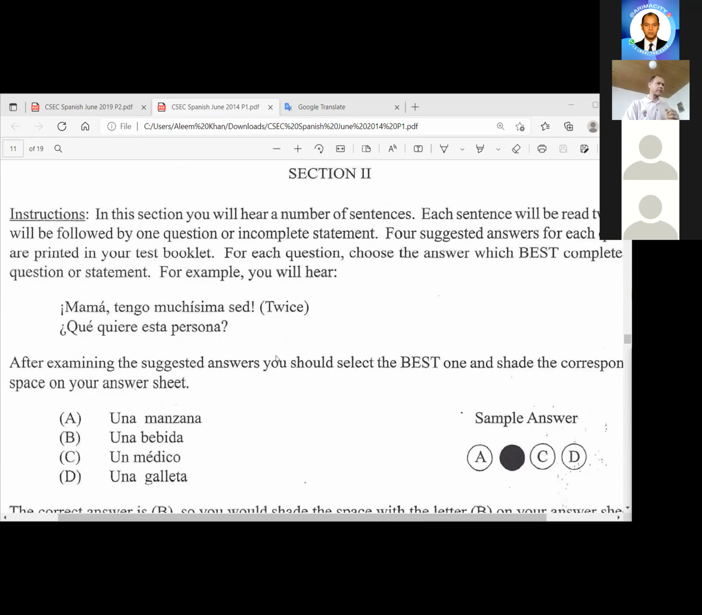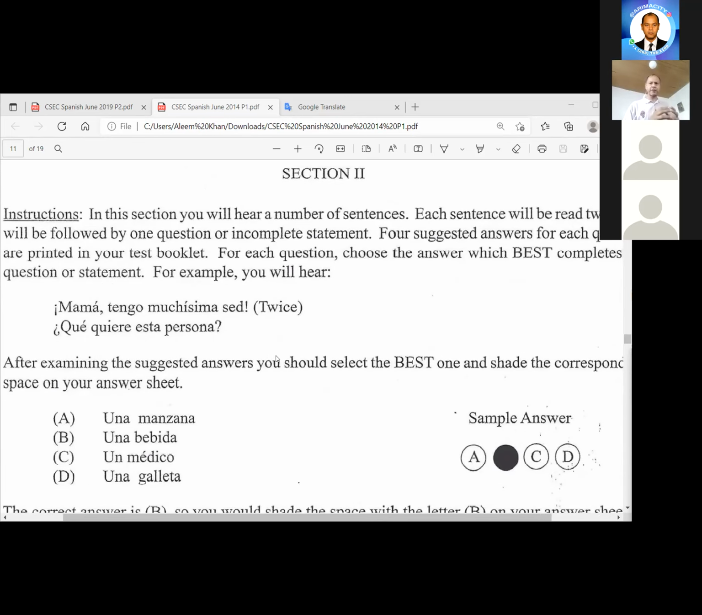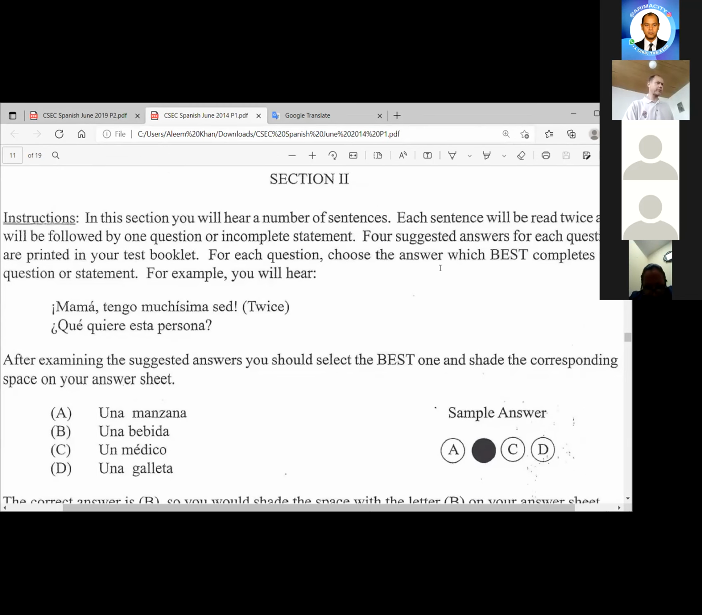Ok, so let's do some practice reading. Ok, vamos a practicar un poquito la lectura en inglés. Ok, yo leo y ustedes repiten detrás de mí. Ok, ¿les parece? Sí, profe. Ok.